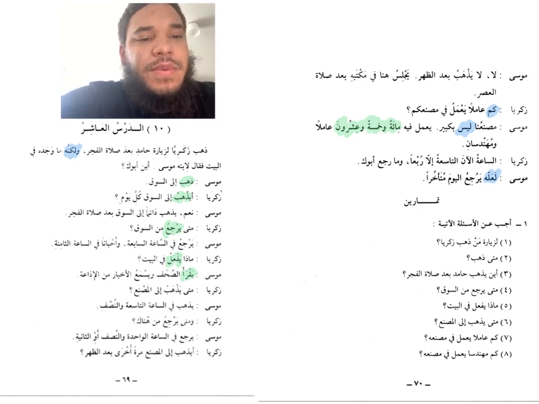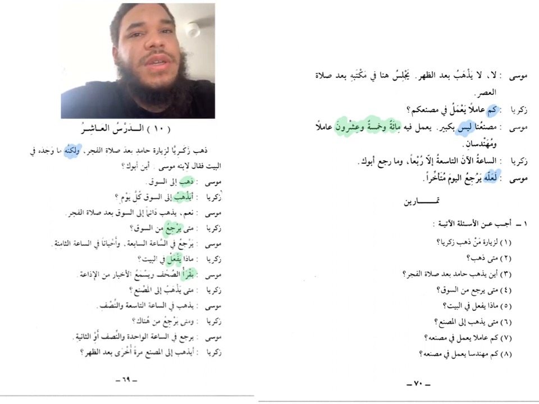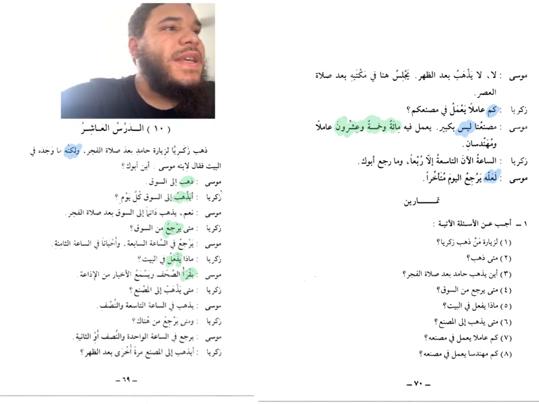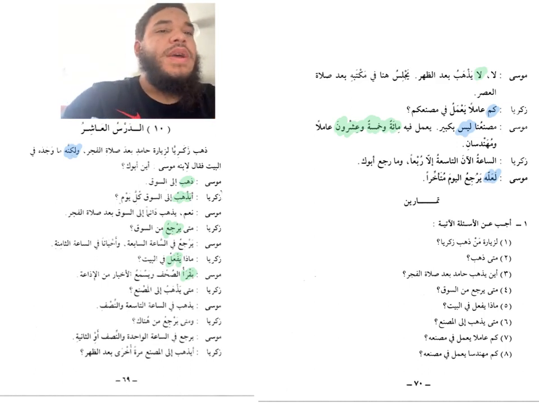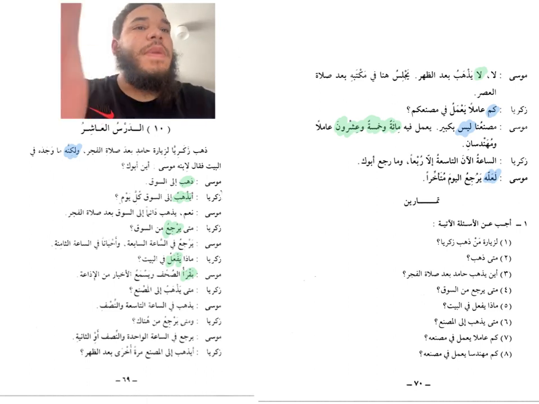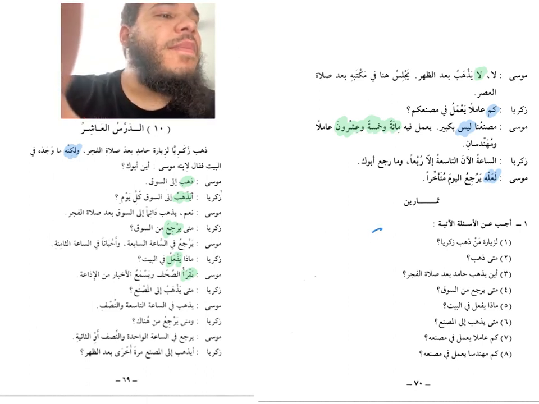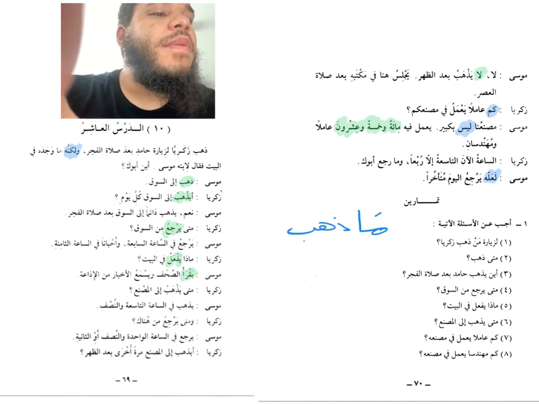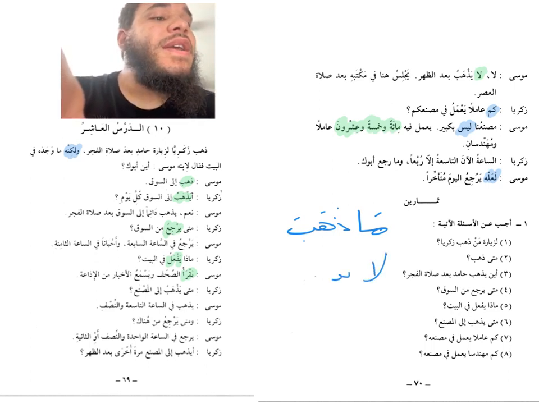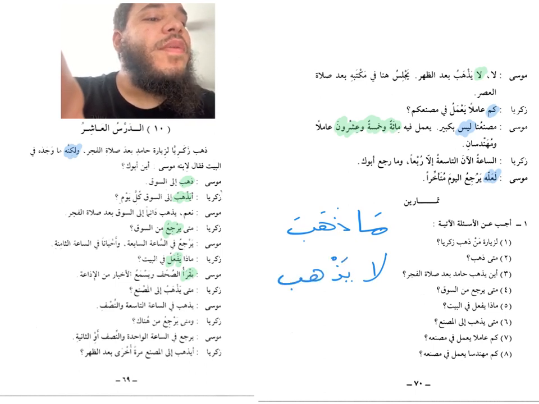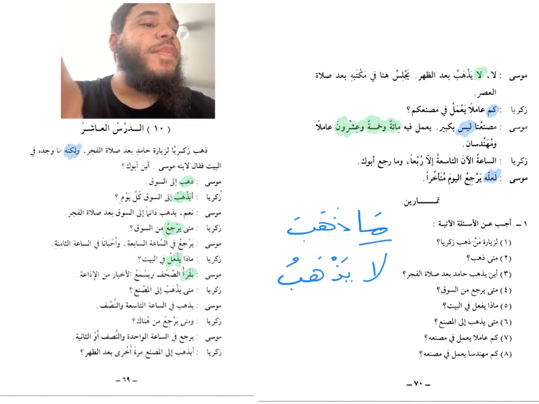So these are just some of the things that we have learnt previously. Also, something to pay attention to is negation with la. When we negate present tense verbs, we use la, okay? So here he says la yadhhabu, he doesn't go. But if I want to say he didn't go, I say ما ذهب. That's to negate the past tense. When I want to say he's not going or he doesn't go, لا يذهب. So we use لا for present tense negation, ما for past tense negation.